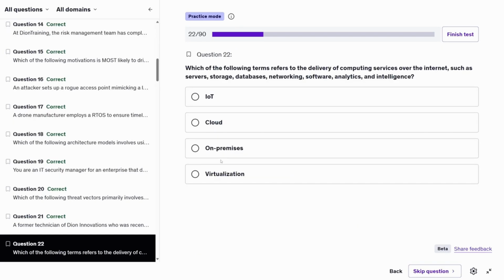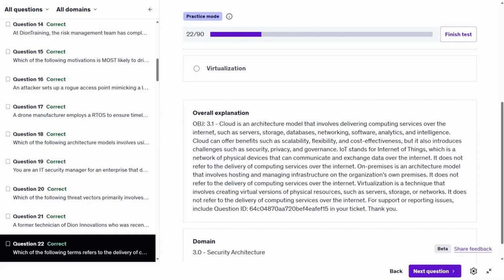Which of the following terms refers to the delivery of computing services over the internet, such as servers, storage, databases, networking, software, analytics, and intelligence? And the correct answer here is cloud. Cloud is an architecture model that involves delivering computer services over the internet, such as servers, storage, databases, networking, software, analytics, and intelligence. Cloud can offer benefits such as scalability, flexibility, and cost effectiveness, but it also introduces challenges such as security, privacy, and governance.